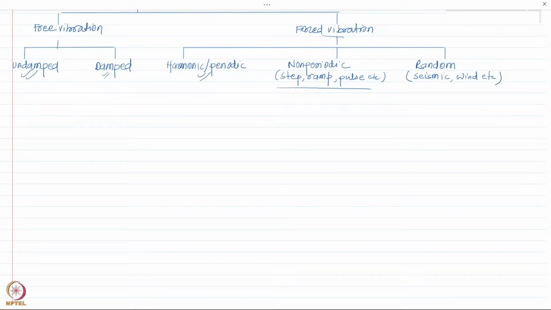Later of course we'll study other cases, but today's chapter is focused on non-periodic excitation, which is another common set of loading encountered in real life, and for which the approach to find the analytical solution is a little bit different than what we have studied so far for harmonic excitation.